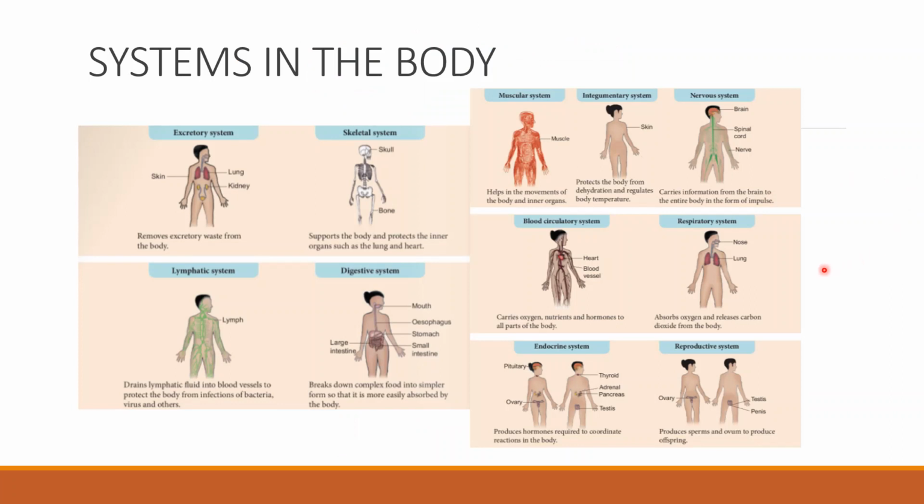Alright, so systems in the body. There are many types of systems in the body. These are the main systems. First, there's the excretory system. The excretory system is basically the system that helps to remove waste from your body. The main organs that function in the excretory system are the lungs, skin, and kidney.